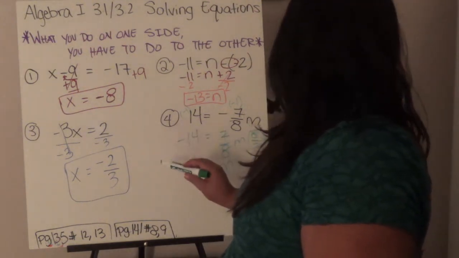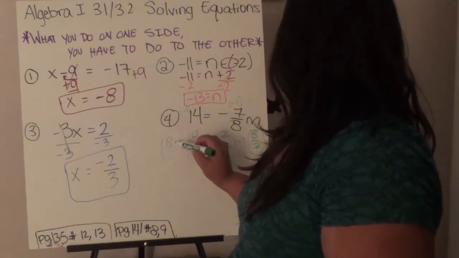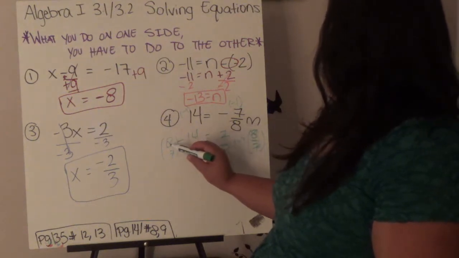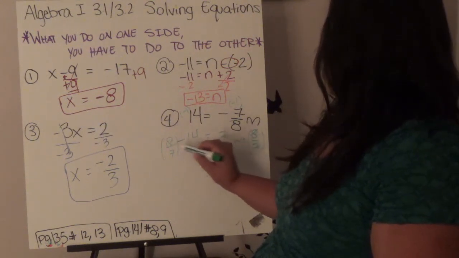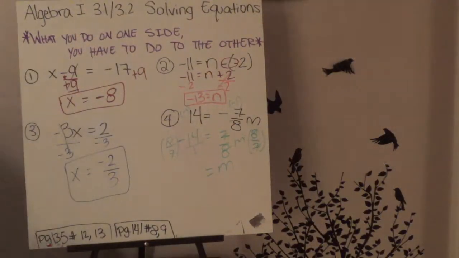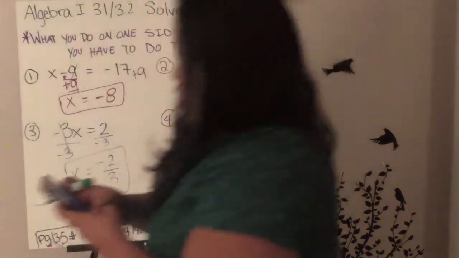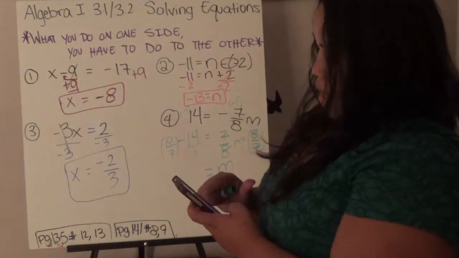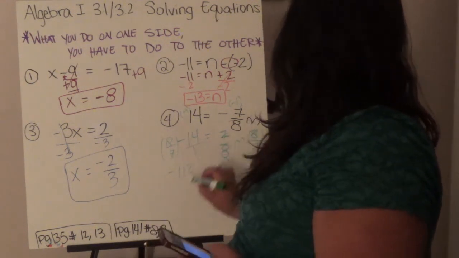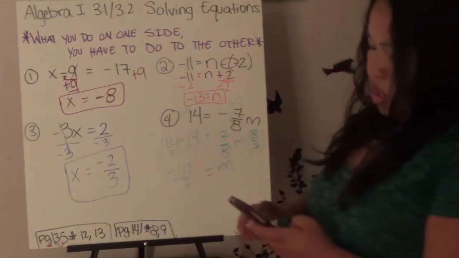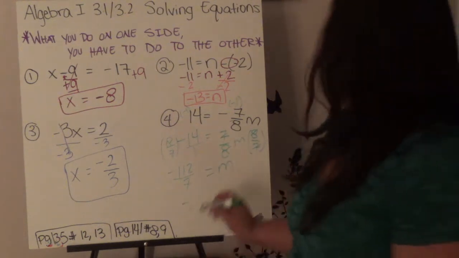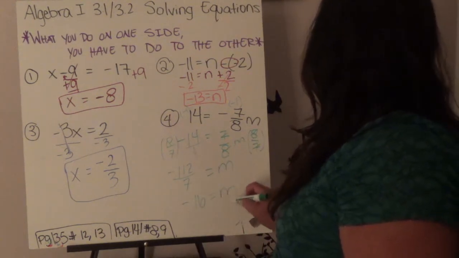So this would be times 8 over 7. So I'm multiplying 8 over 7 times negative 14. I put it over 1 and I multiply. 8 times negative 14. Let me see if I can find my calculator. 8 times negative 14 is negative 112, and 7 times 1 is 7. So negative 112 divided by 7 is negative 16 equals m.